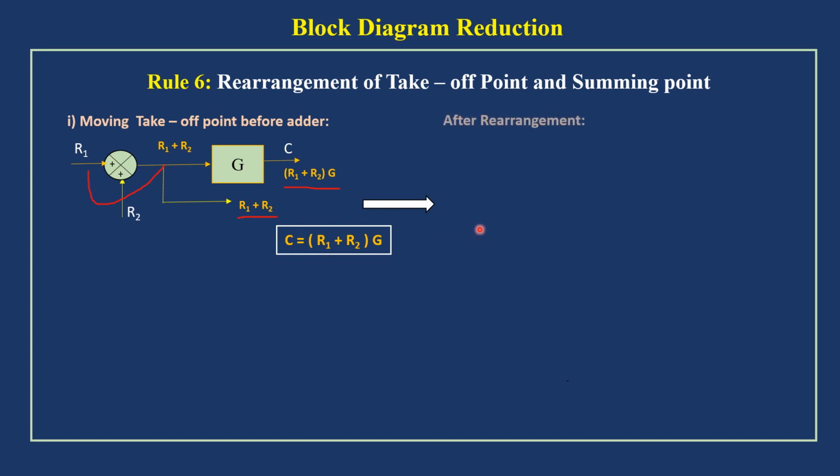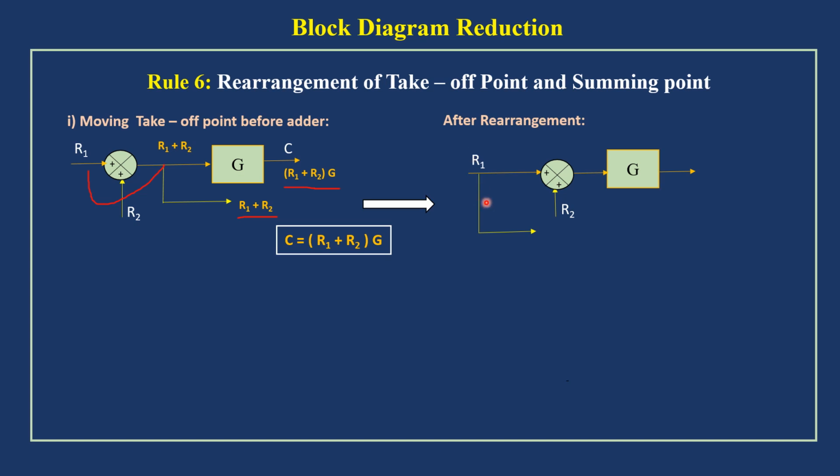After rearrangement, now I am shifting the takeoff point before the summing point. R1 is given as input, R2 is also given as input for the summing point. I have shifted the takeoff point before the summing point. Now we will find the output.